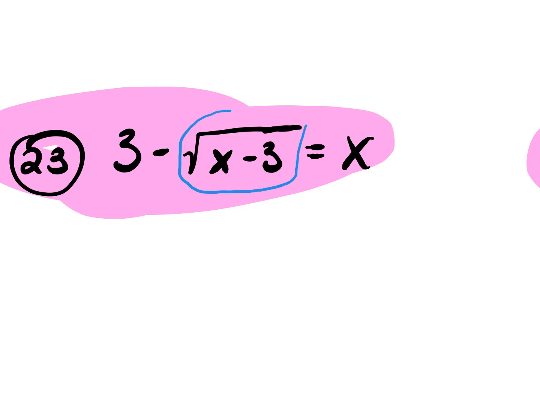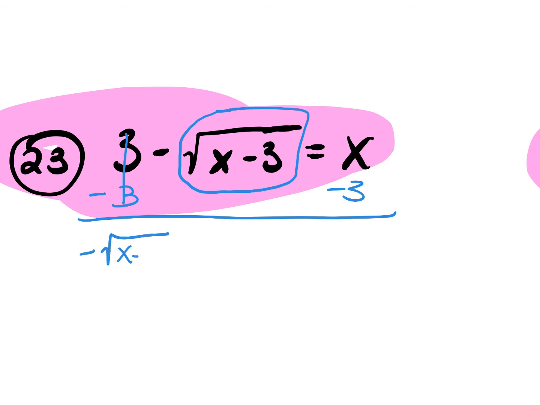Nope, not yet. First things first. I agree with you, Tommy. But what's the first thing we should do when we see a square root? Circle it. Yes, sir. We don't circle the negative with it? No. Good question. You don't circle the negative with it. Very good question. So if I move the 3, I'm going to subtract 3, right? Because it's a positive, so to get it to the other side it becomes negative. Okay, so I have negative square root of x minus 3 equals x minus 3.